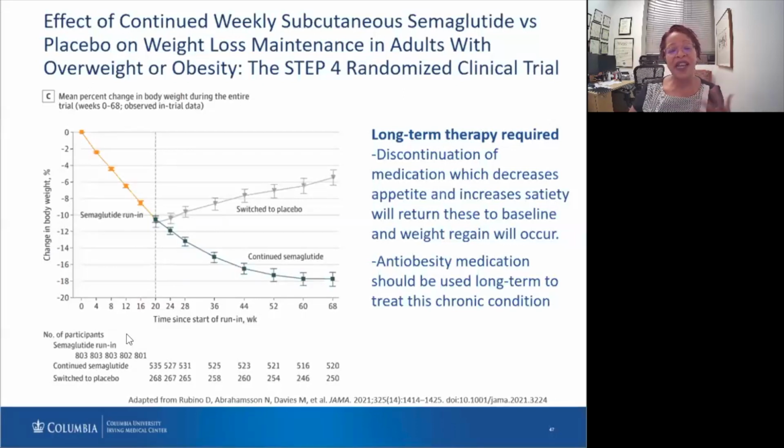So using these medications, this isn't something you do to lose 5 pounds to get into a dress, right? This is something that you're dealing with serious medical conditions, and obesity is a chronic condition, so it needs to be treated long-term.